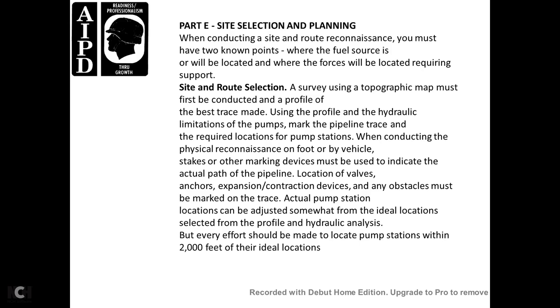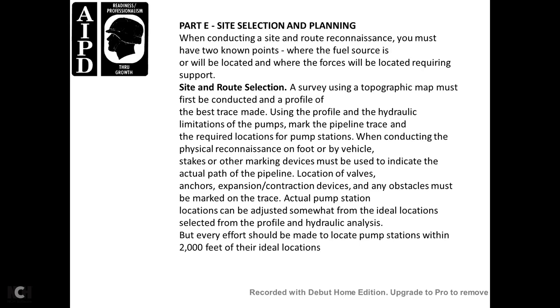Trace the best route using the profile method, considering the hydraulic limitations of the pump, marking the pump line, pipeline tracing, and the required location of the pump stations. Conduct the physical reconnaissance on foot or by vehicle. Stakes or other marking devices may be used to indicate the actual path of the pipeline and the location of valves, anchors, and expansion and contraction devices. Any obstacles must be marked on the trace.